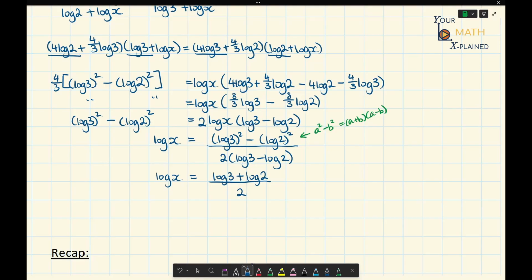And now we can finally go ahead and combine the logs. So log 3 plus log 2 is going to be log of 3 times 2, which is log 6. So finally, we end up with log x is equal to 1/2 log 6, which is the same as log 6 to the power of 1/2, which is square root 6. And finally, now we're at a point where we can say that we have log base 10 on both sides, and since they're equal to each other, that tells us that the argument must be equal to each other. So we end up with x is equal to the square root of 6.